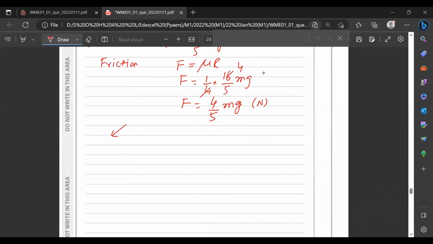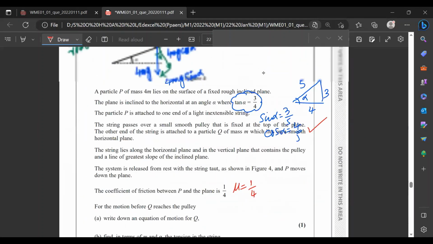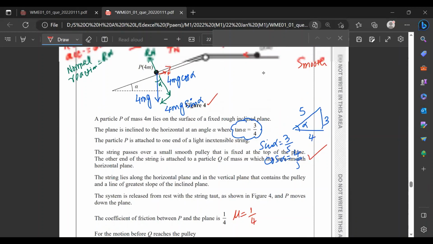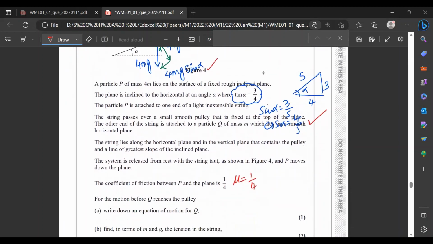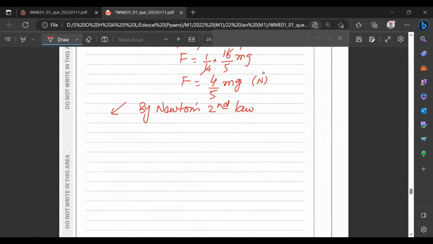So as it is moving down the slope, again by Newton's second law, F equals ma down the slope. The force acting in the direction of motion is 4 mg sine of alpha down the slope, minus the 2 opposing forces, T and the friction. So 4 mg sine of alpha minus 4 over 5 mg, the friction, minus T is equal to 4 ma.